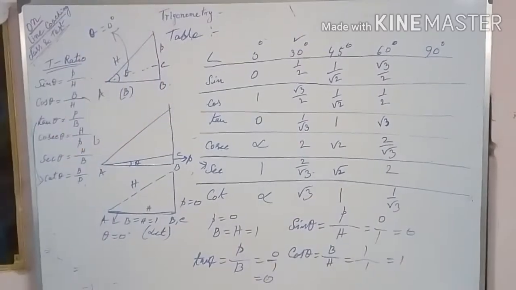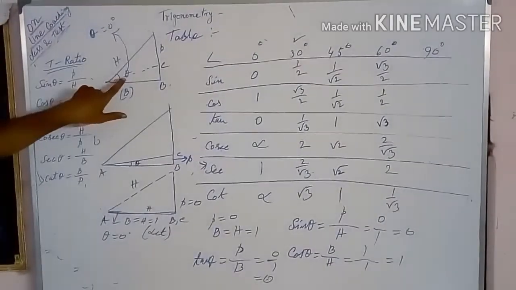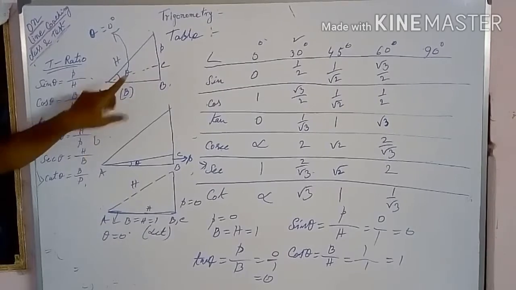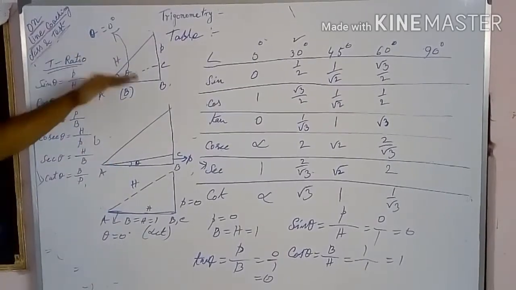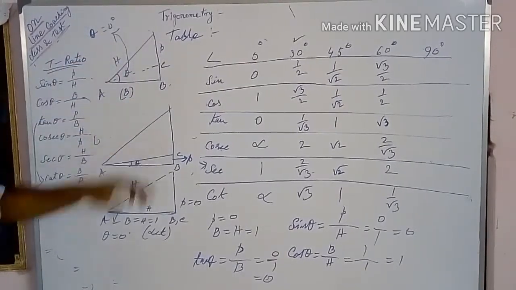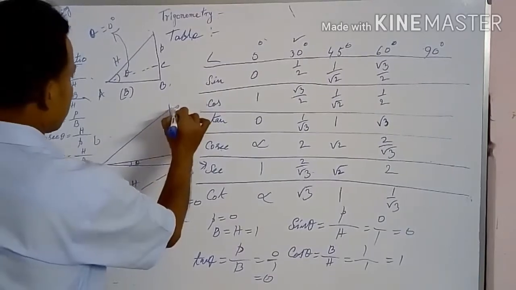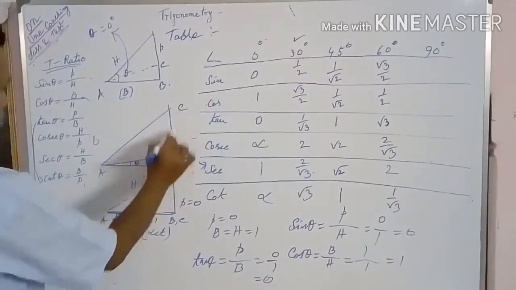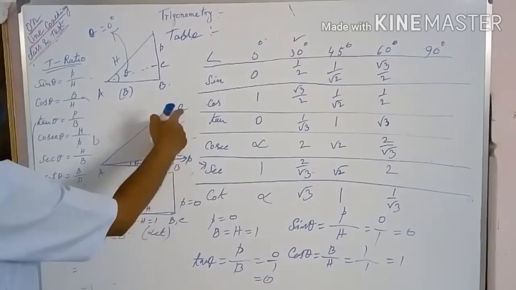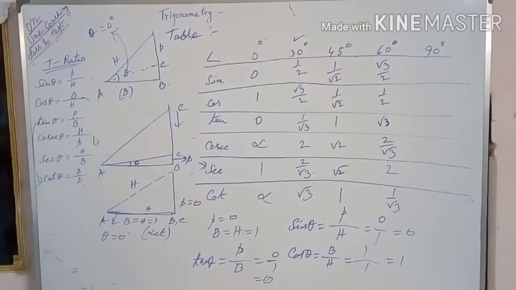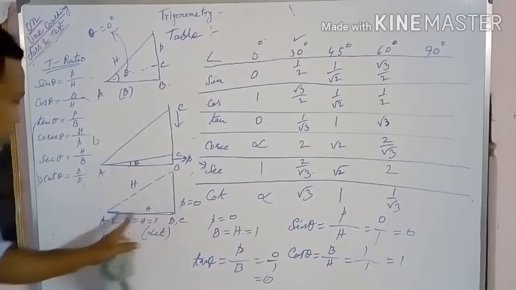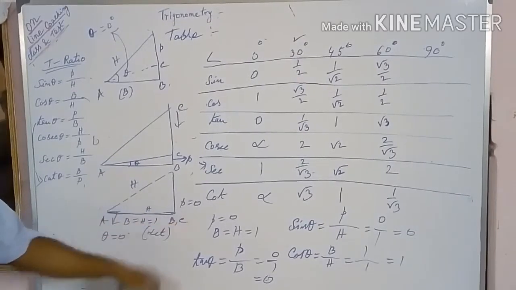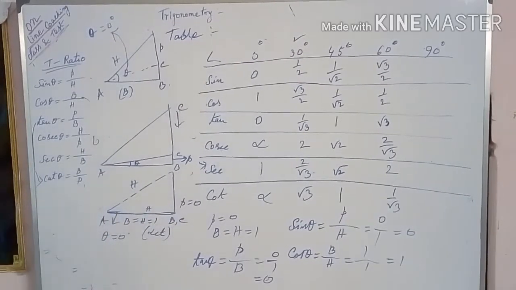Okay, so for 0 degree we will take angle A is equal to 0 degree. How will we take it? Just by decreasing the angle. So this point C will be just decreasing the perpendicular. C shifted from here, then it coincides with AB and AC. Then theta is equal to 0 degree.